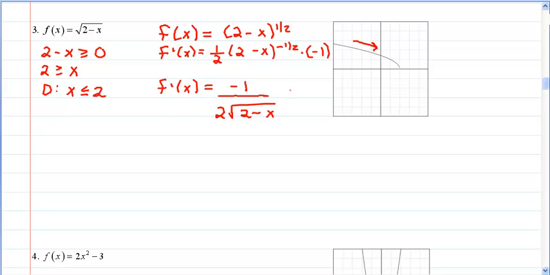So the numerator of the derivative is always negative, and the denominator will always be positive because of the domain. So a negative numerator and a positive denominator will give us a negative value, and a negative first derivative is always decreasing. Always decreasing means that it is monotonic and therefore has an inverse.